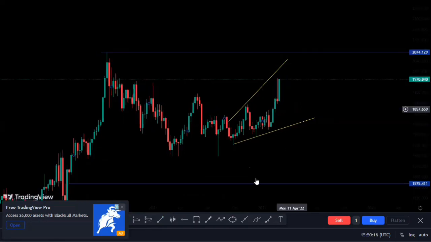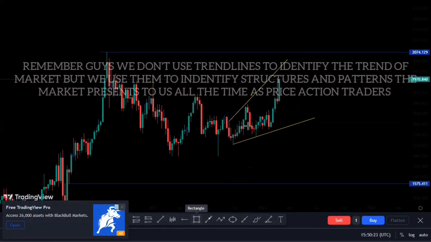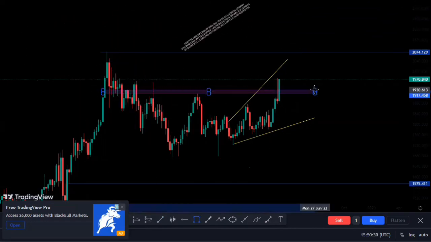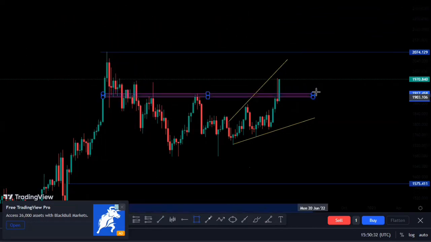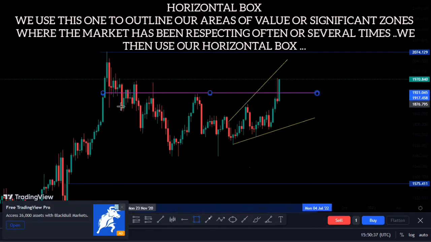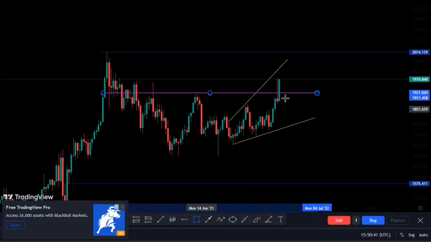So remember, on a bigger picture, let's say on a daily chart, you only use horizontal rays and trend lines. And then maybe continuing on, you're going to use your horizontal box or your horizontal square. On this one, guys, you only use it to cater for a sensitive level. You see, like a level whereby the market came for the first time, second time, or respected the level a couple of times. So here we only use our horizontal box, we don't use our horizontal rays, so that you cannot be confused.